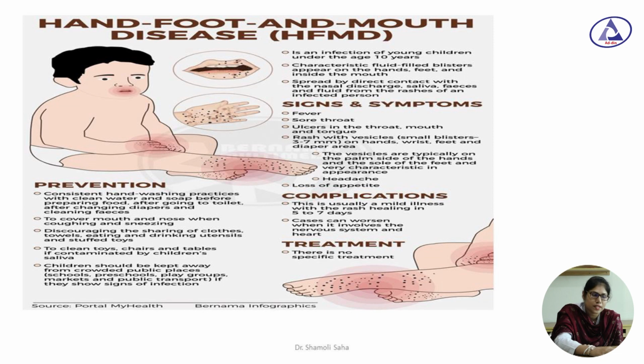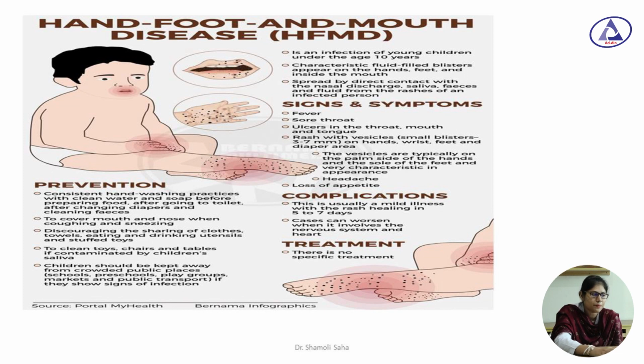What is the complication? This is usually a mild illness with rash healing in 5 to 7 days. Cases can worsen when it involves the nervous system and heart. There is no specific treatment for that. How can we prevent that?